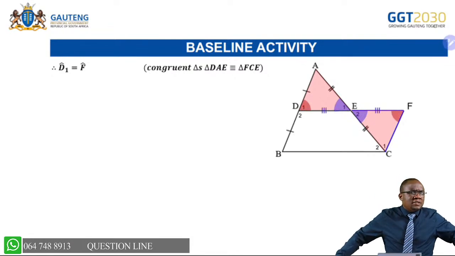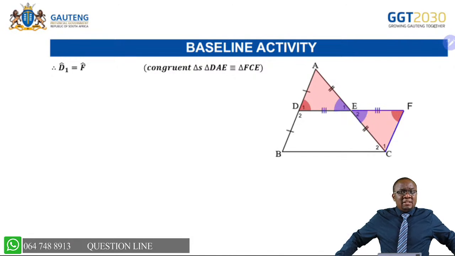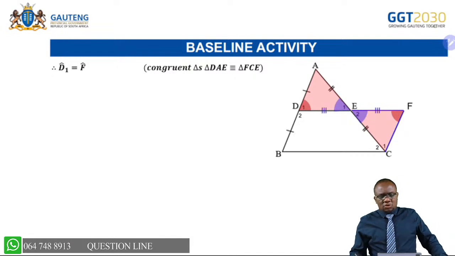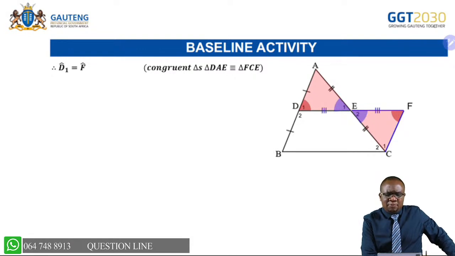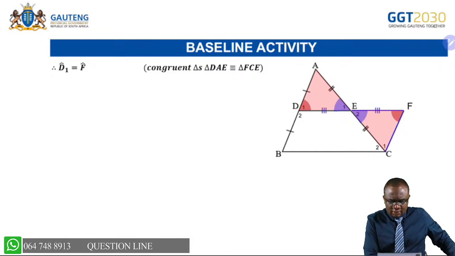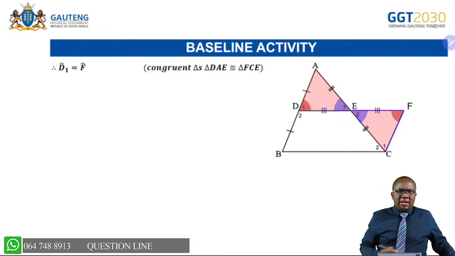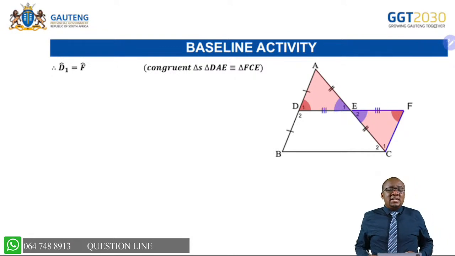Now, what type of angles are these? If you look at side AB and side FC, what type of angles are these? Remember the Z, the N. They are alternate angles. So these alternate angles are equal. D1 and angle F are equal. What does that mean about line AB and line FC? Line AB and line FC are parallel because the alternate angles are equal.